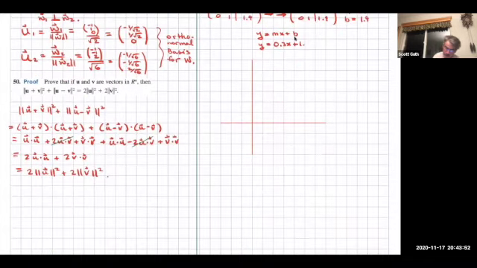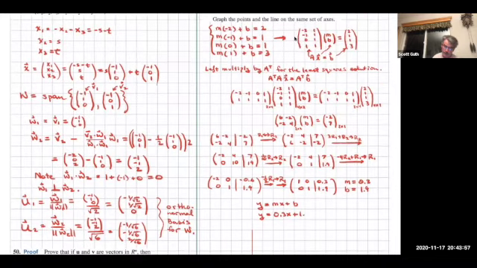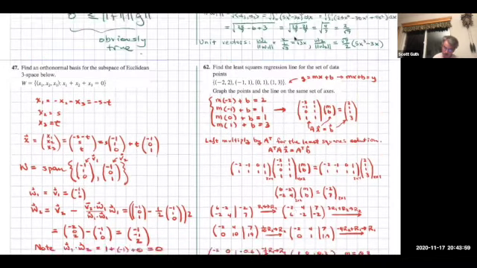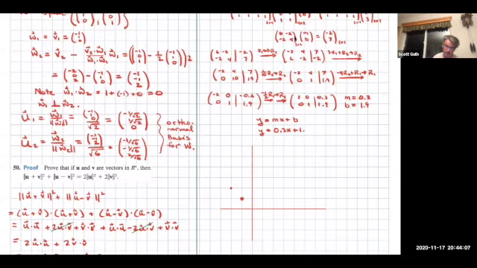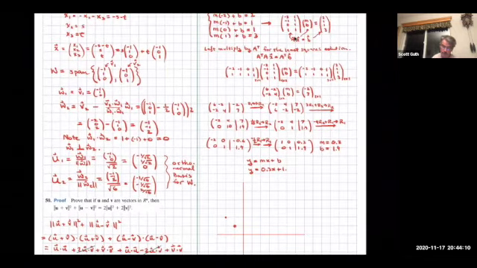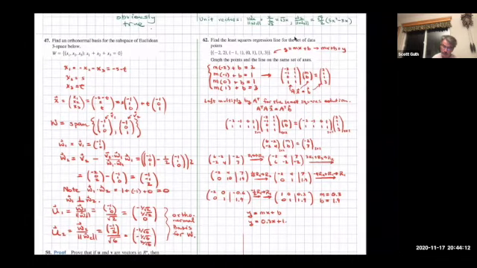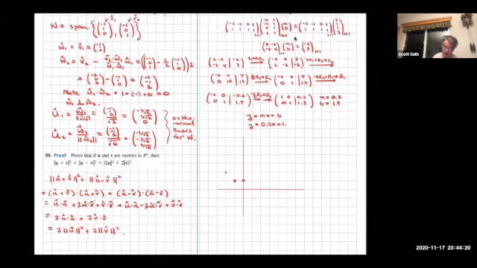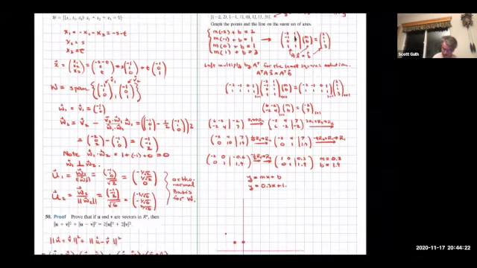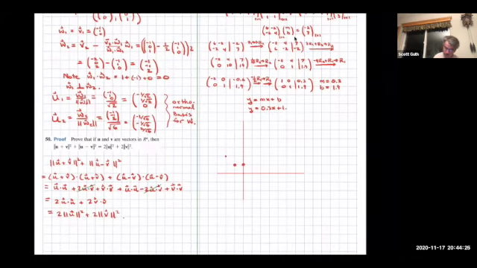I think I can do that here. Second point is -1, 1. Like that. Third point is 0, 1. Like that. And the fourth point is 1, 3. 1, 3, like that. That really looks horrible.